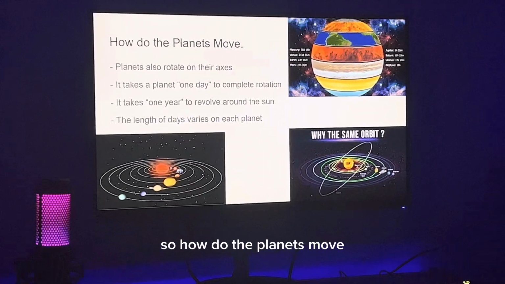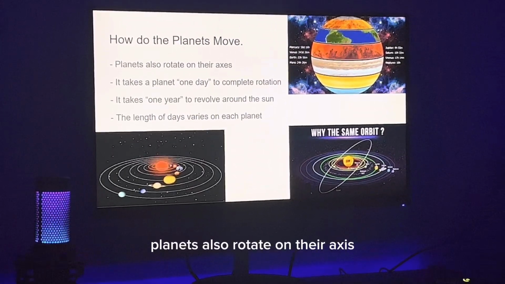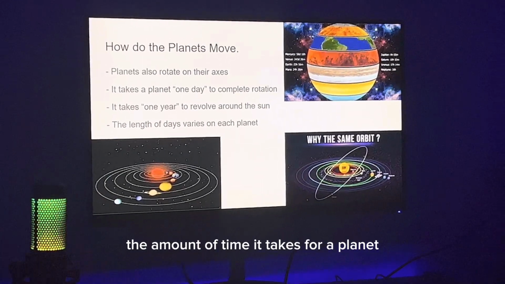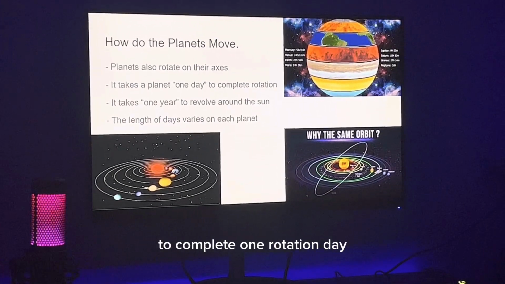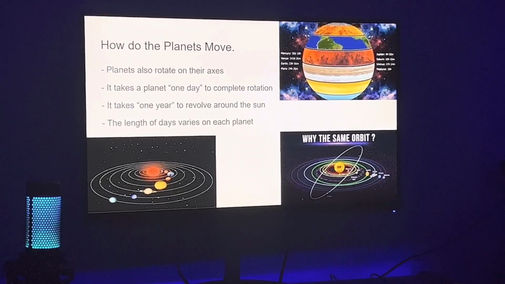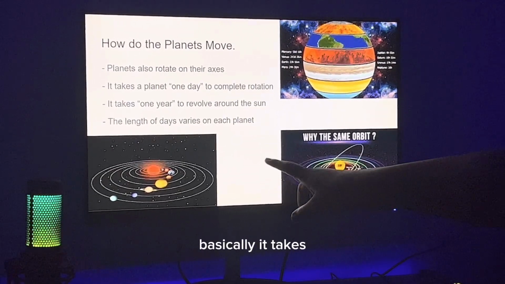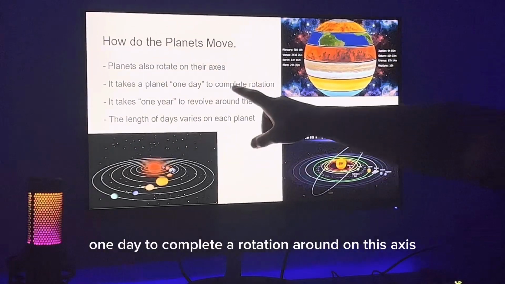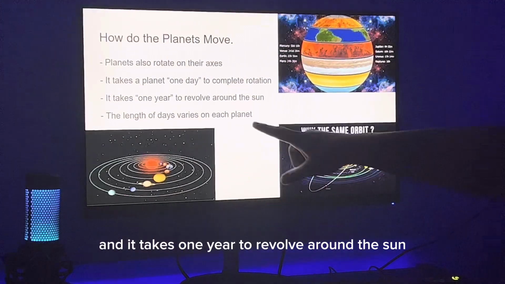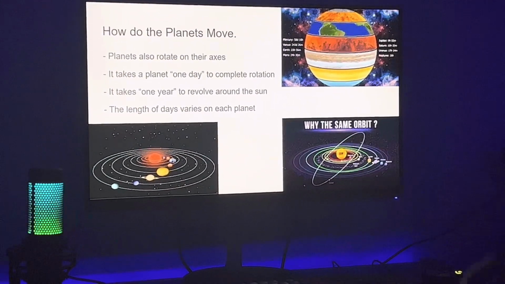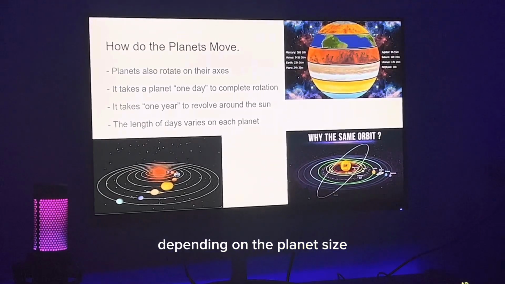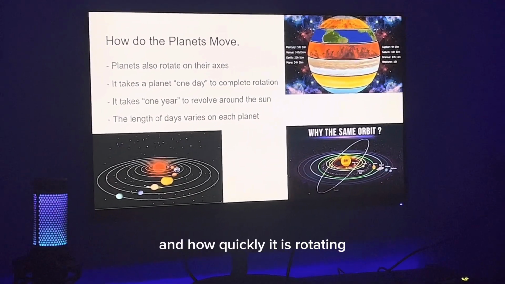So how do the planets move? Planets also rotate on their axis. The amount of time it takes for a planet to complete one rotation is known as a day. It takes one day to complete a rotation on its axis, and it takes one year to revolve around the sun. The length of a day varies from planet to planet depending on the planet's size and how quickly it is rotating.